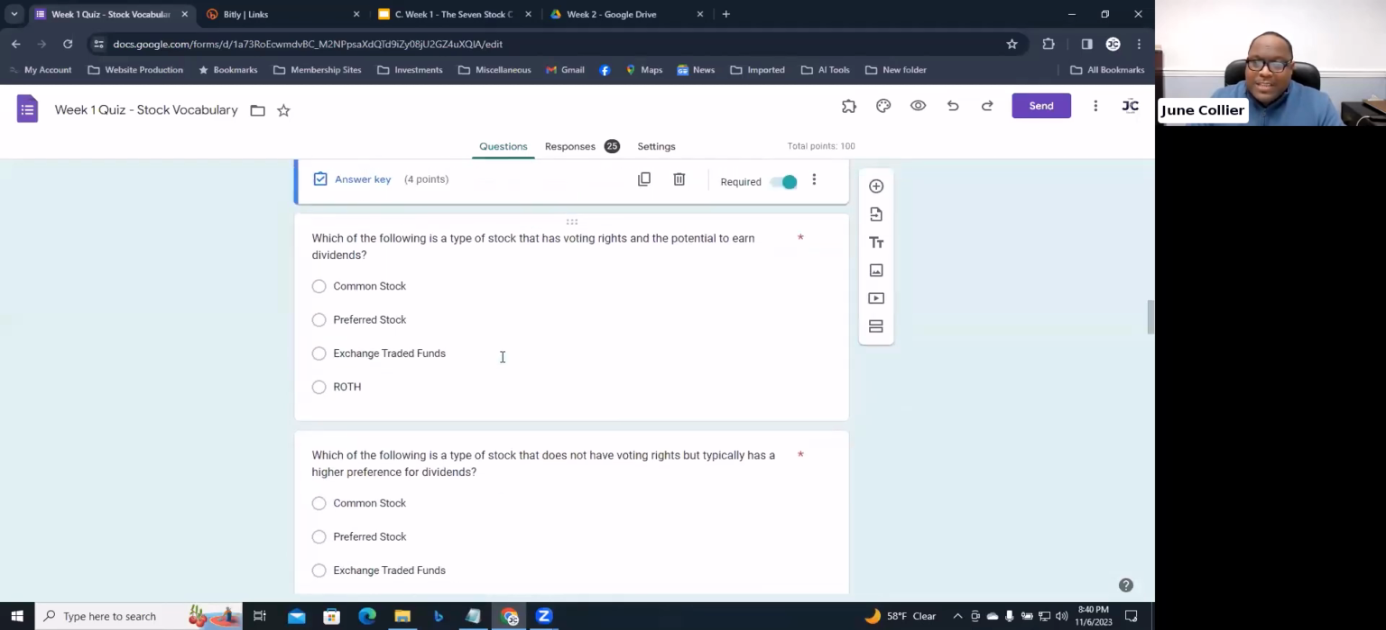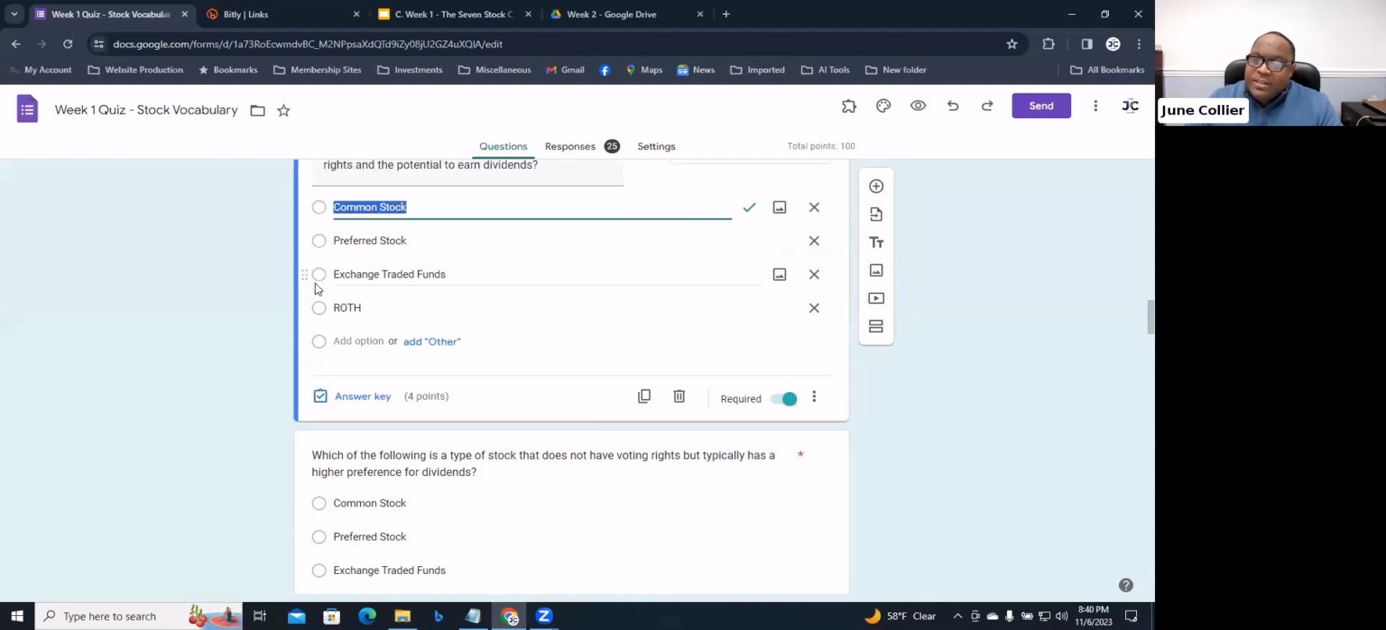Here's one that I was worried that people might not get. Which of the following is a type of stock that has voting rights and the potential to earn dividends? And that is known as common stock. Remember, there were 2 different types of stocks. There was common stock and preferred stock. Common stock allows you to vote and get possible dividends.